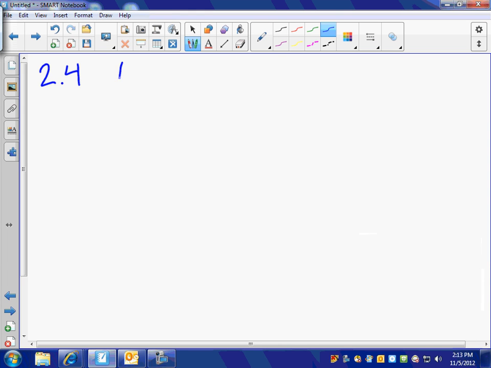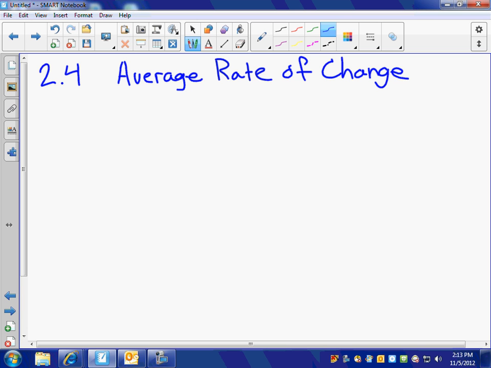Section 2.4 is called average rate of change. And if I say average rate of change, anything come to mind for you? Slope, good. Slope is an expression of average rate of change. Rise over run.